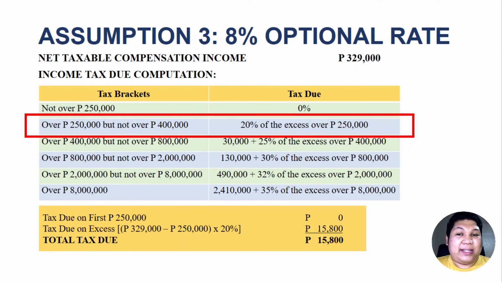So that is the tax due of Juan from his compensation income. And again, there was a withholding tax, but I prefer not to deduct that here because we will have to combine the income tax dues later on. So after we have computed the net taxable compensation income and the total tax due of 15,800, we can now go to step number 2.